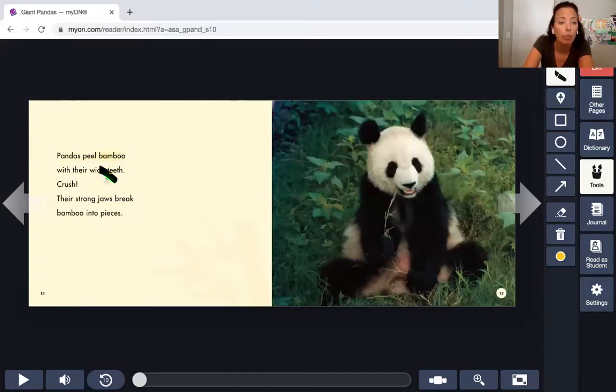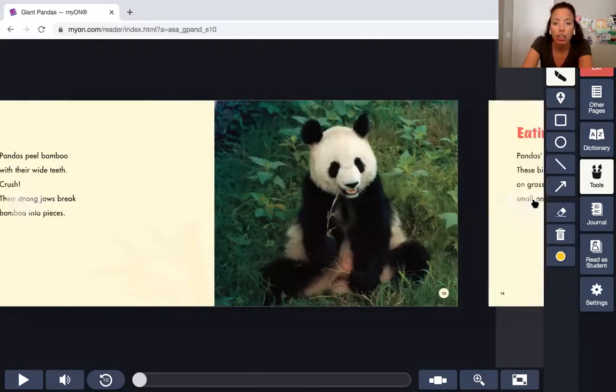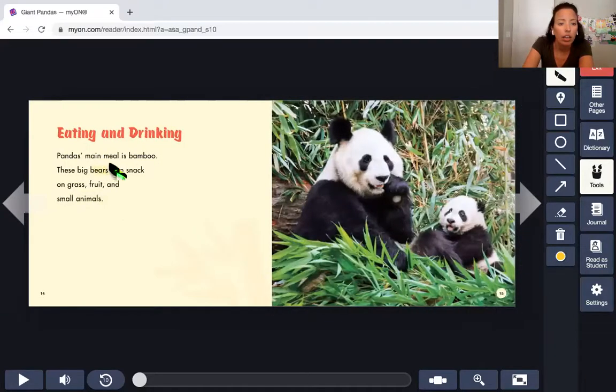Pandas peel bamboo with their wide teeth, crush. Their strong jaws break bamboo into pieces. All right, I think we're starting to get out of what they look like, because this is kind of telling me about what they eat and how they eat. Yeah, eating and drinking. Okay, so we're going to stop there.